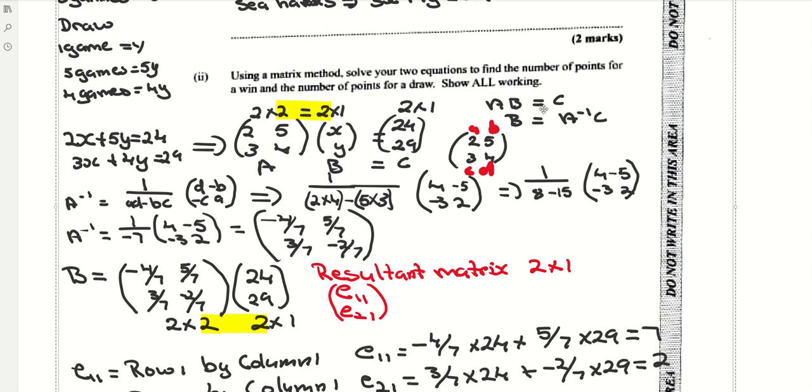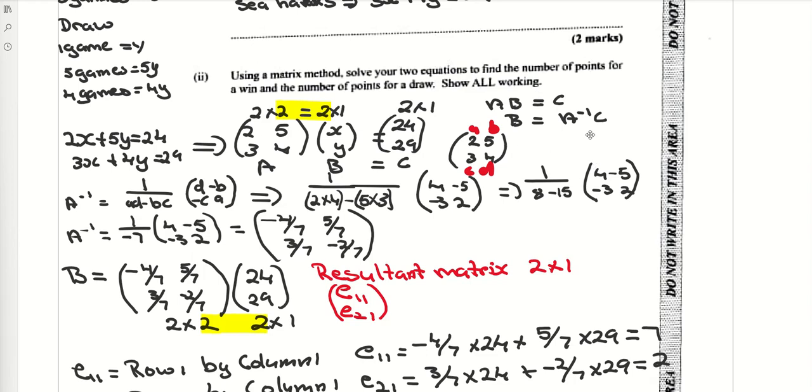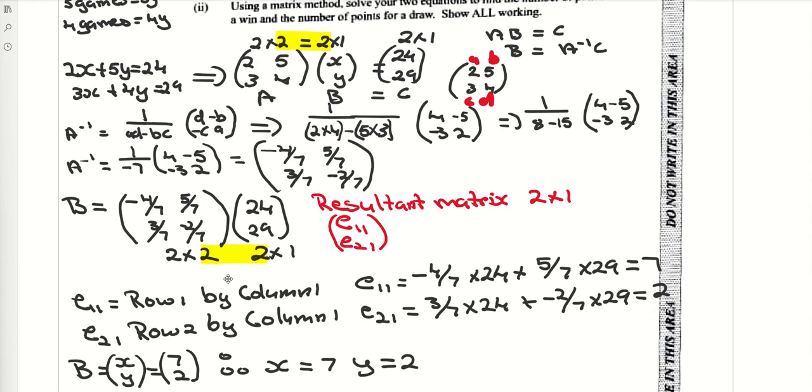Now, we said that B is equal to A inverse by C. Remember, B is equal to A inverse by C. What you're going to do, always when we have to multiply matrices, guys, is check the orders. So the first one, which is A inverse, is 2 by 2. And your second one, which is C, is 2 by 1, 2 rows by 1 column.